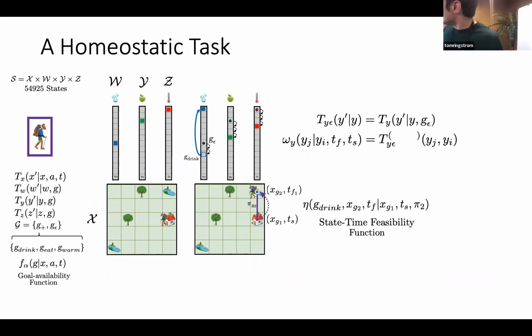And this means that we can take the time difference from the state time feasibility function, right? So we know the initial time and the final time, and we can just take this Markov chain to that power, and that will just give us a map to where we'll be once we finish this individual goal.